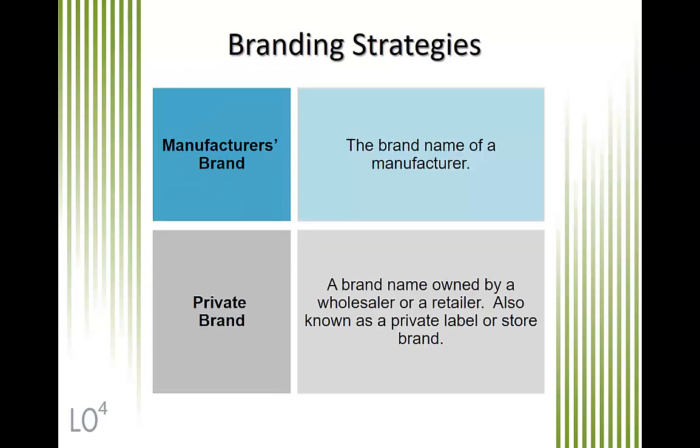Let's talk about some definitions. A manufacturer's brand is a brand name of a manufacturer. And a private brand or generic is a brand name owned by a wholesaler or a retailer, also known as a private label or a store brand. A good example of the manufacturer's brand is Tylenol, but a private brand is the Tylenol made by CVS or Walmart. Another example is Dasani water from Coca-Cola, which is the manufacturer's brand, but if Kirkland makes the water, which is true, then it's a private brand by Kirkland.